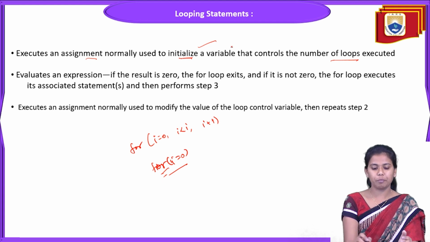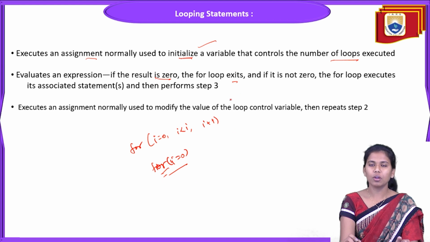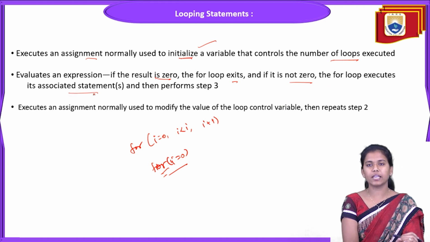The next step is that it executes an expression. If the result is 0, the for loop exits, and if not 0, the for loop executes its associated statements.